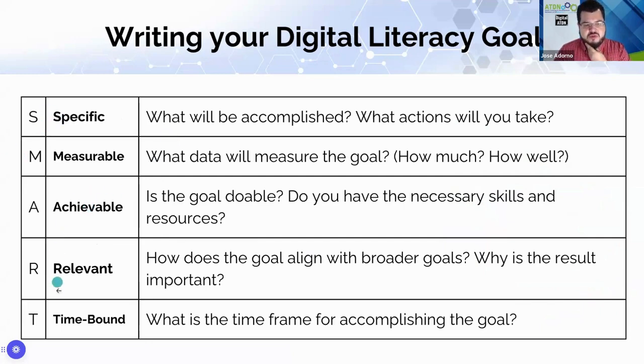So here we have the SMART acronym. We have specific: what will be accomplished, what actions will you take. We have measurable: what data will measure the goal, so it's how much and how well. You have achievable, which is if the goal is doable. Do you have the necessary skills and resources? Relevant: how does the goal align with broader goals? Why is the result important? And time bound: what is the time frame for accomplishing the goal?